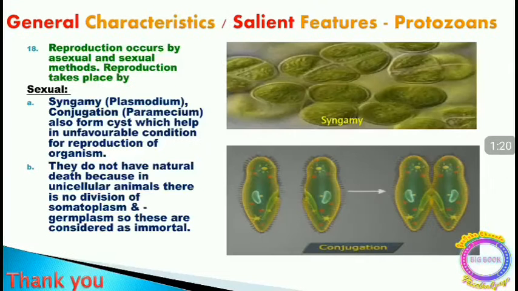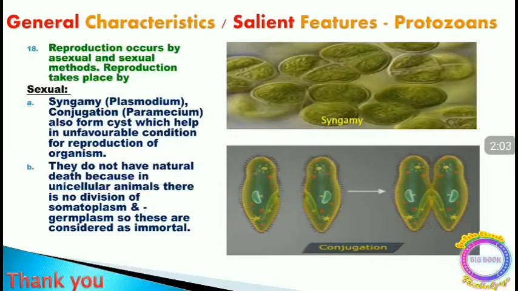The next slide discusses sexual reproduction, that is by syngamy and conjugation. Syngamy is where two parents fuse, their gametes fuse, and they give rise to new offspring. In conjugation, there is an exchange of nuclear material between the organisms. You can see the syngamy here, and you can see the conjugation here in Paramecium.